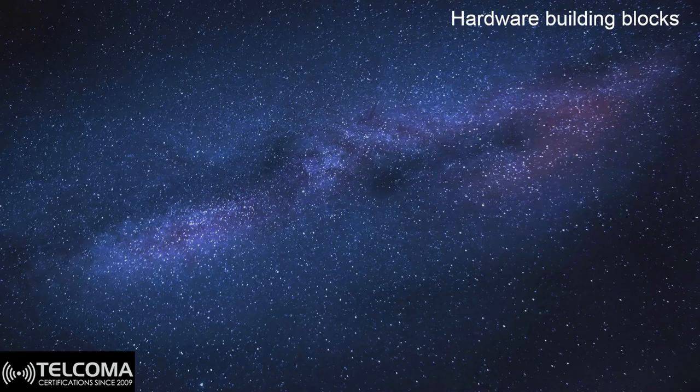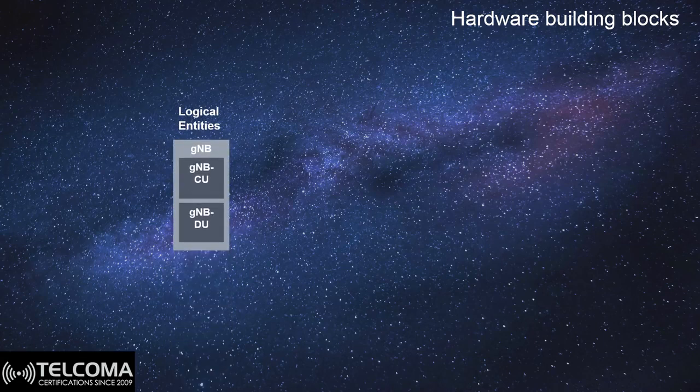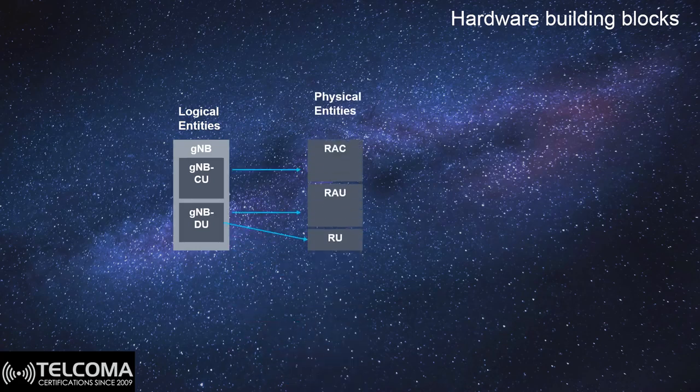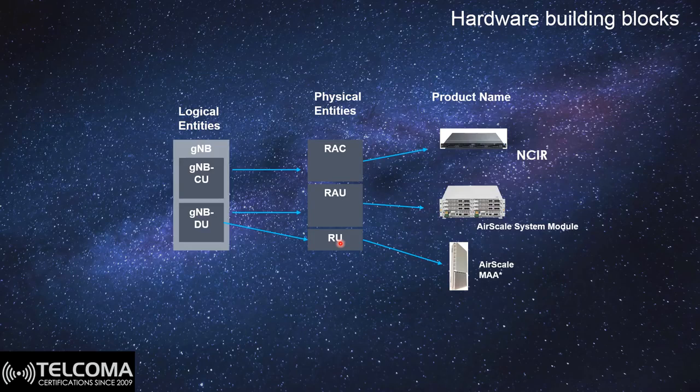How do we transfer this to hardware building blocks, talking about the hardware specifically. In Nokia, we have the logical entities as defined by the 3GPP, we have the physical entities, and the central unit will be connected to the radio access cloud. The distributed unit will be the scope of the radio access unit and the radio unit, both of them together. And then we connect this to the product itself, where the radio access cloud will be in the NCR product, which will be more cloudified.